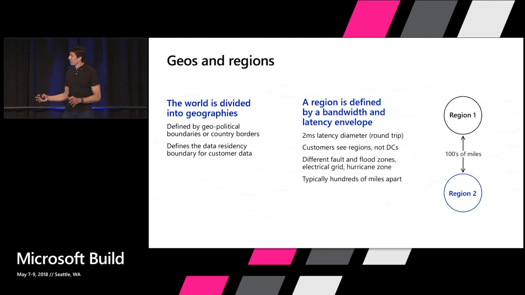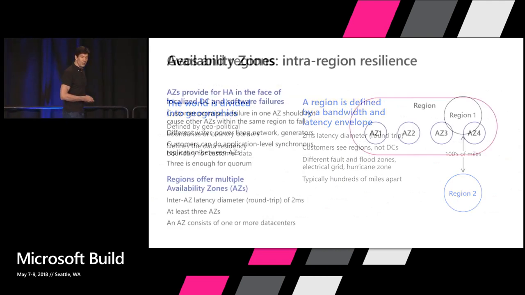But they're far enough apart so that these large-scale disasters you can fail away from, and potentially, in a catastrophic scenario, lose a little bit of data as you're moving across.